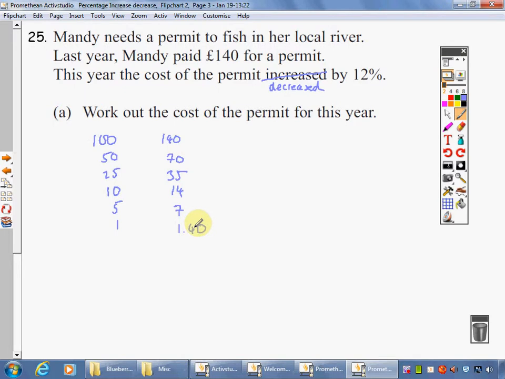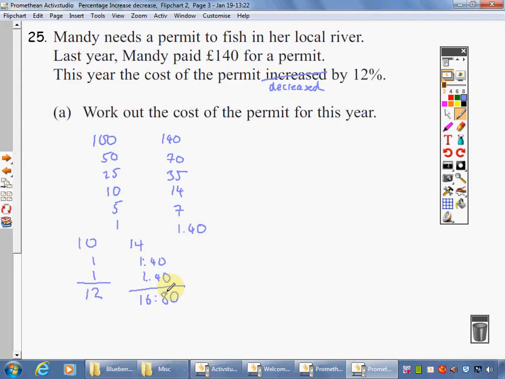Okay, I'm looking for 12%, so I'm going to go for a 10, a 1 and a 1, which adds up to 12. In terms of percentages, that is 14 plus £1.40 plus £1.40. Add all that up, 14, 15, 16, £16.80. So now the percentage difference is £16.80.